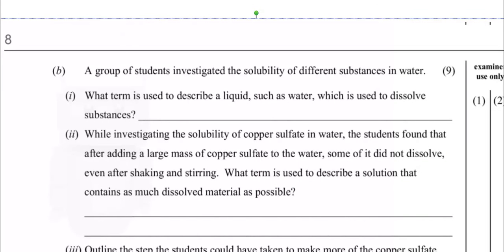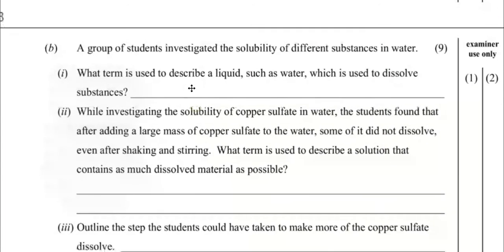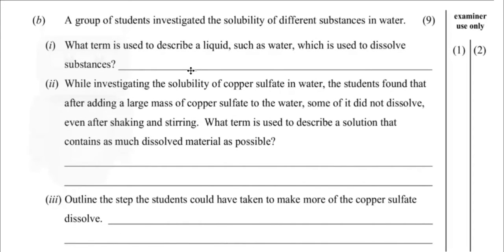Okay, question 8. A group of students investigate the solubility of different substances in water. What's the term used to describe a liquid such as water that's used to dissolve a substance? It's known as a solvent. While investigating the solubility of copper sulfate in water, the students found that adding a large mass of copper sulfate to the water, some of it did not dissolve even after shaking and stirring. What term could you use to describe a solution that contains as much dissolved material as possible? A saturated solution. Okay, we just went through it a second ago.